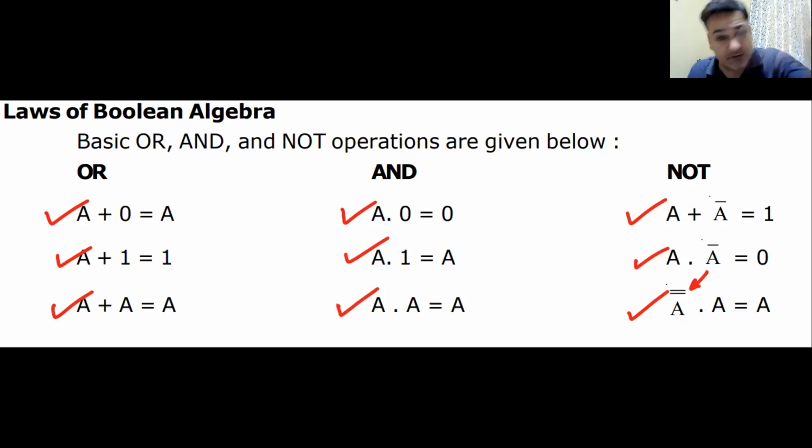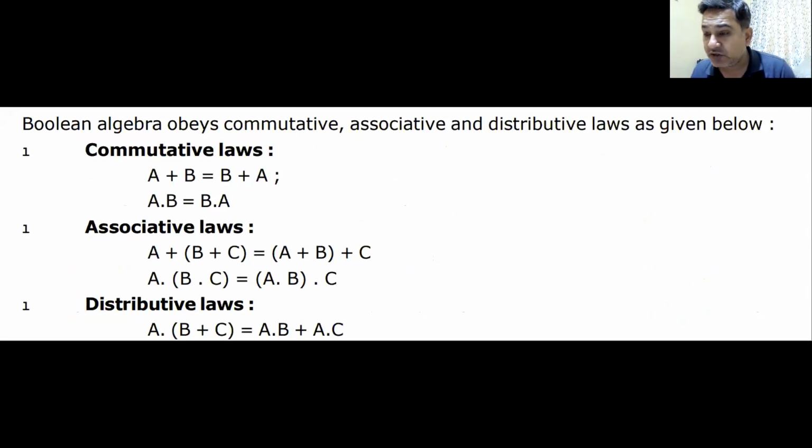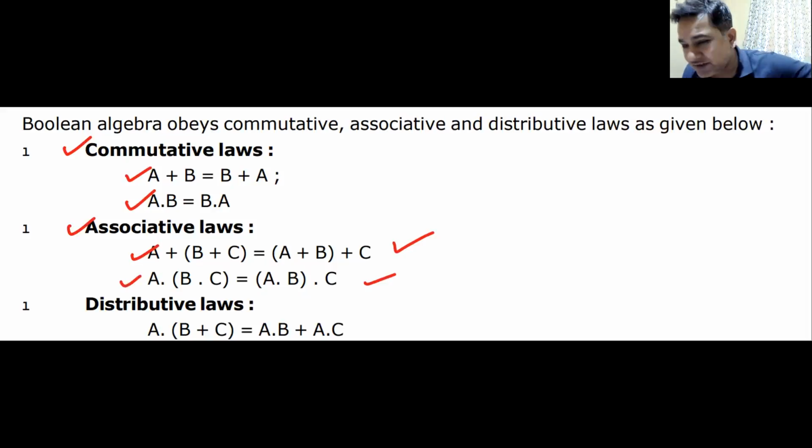Shall we move ahead? So this is a law, and I will not explain this law. You understand commutative law? A plus B is B plus A. A dot B is B dot A. Yes or no? Associative law. A plus B plus C is A plus B plus C. A dot B dot C is A dot B dot C. Everyone understand this? Yes or no?